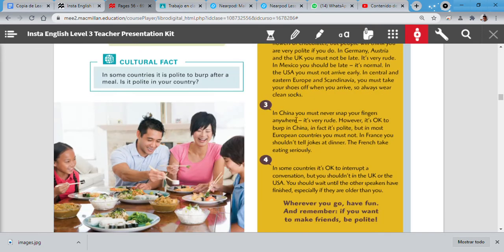Three, in China, you must never snap your fingers anywhere. Can you remember? Okay, never snap your fingers in China. It's very rude. However, it's okay to burp in China. In fact, it's polite, but in most European countries you must not.